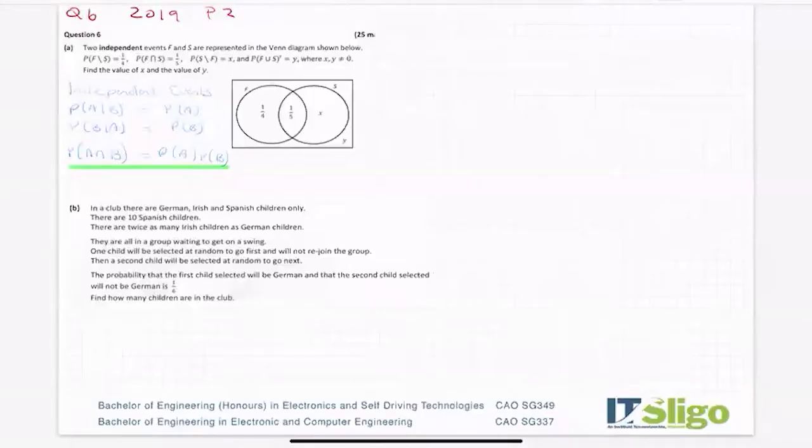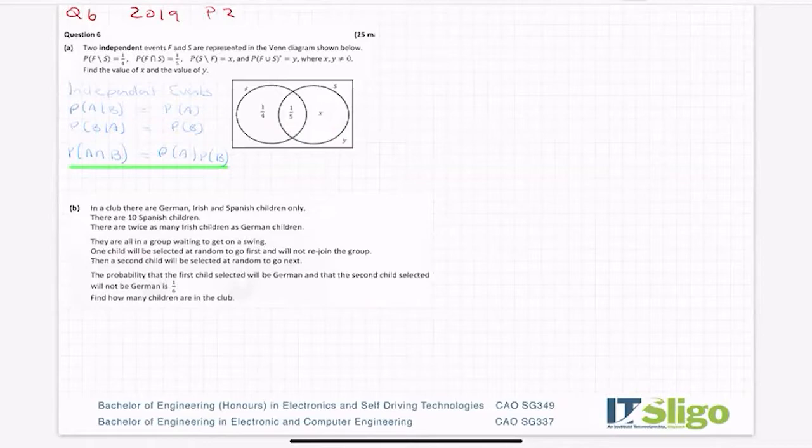Independent events, question 6, 2019. Two independent events, F and S, are represented in the Venn diagram below. The probability of F not S is a quarter. The probability of the intersection is a fifth, and the probability of S not F is X. Find the value of X and the value of Y.